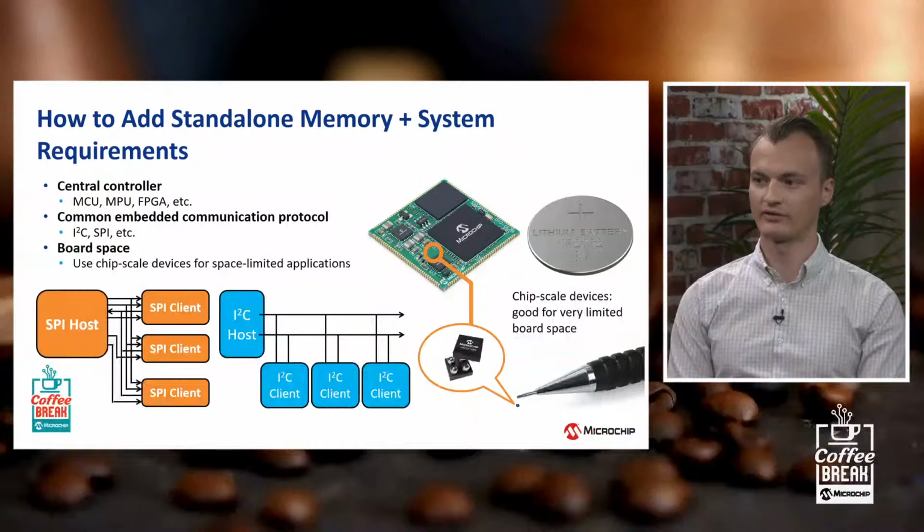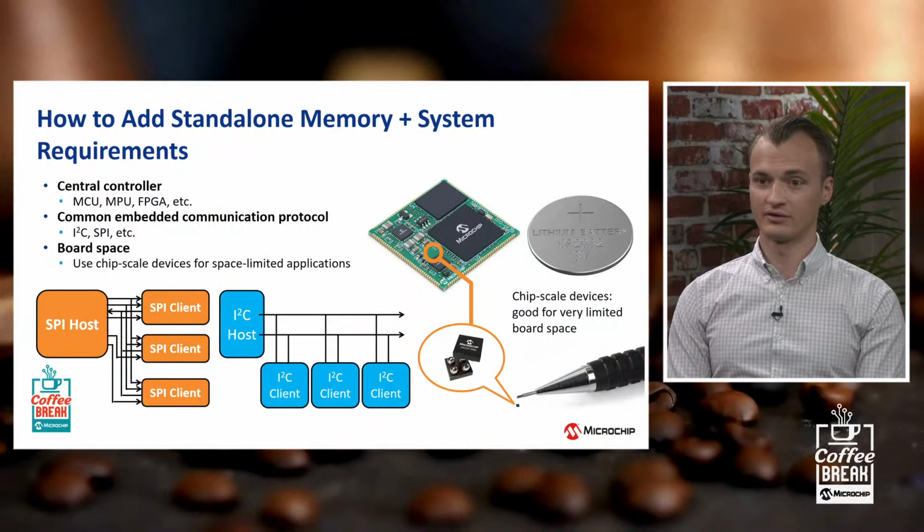Interesting. So with these different types, you've decided to use a standalone memory of some type. What else do you need in the system? What do you need to think about as far as deploying it in your system? Okay, so you're always going to need some central controlling component. So obviously, you're always going to need a microcontroller. You can use an MPU, a microprocessor, or an FPGA.